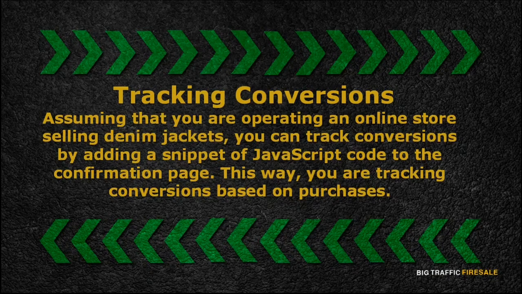To track conversions, you add a single snippet of JavaScript code to the confirmation page that your users will view after they have paid for their purchase. In this case, you'll be tracking clicks on your AdWords campaign that convert into purchases. Let's say you make $40 on each denim jacket you sell.